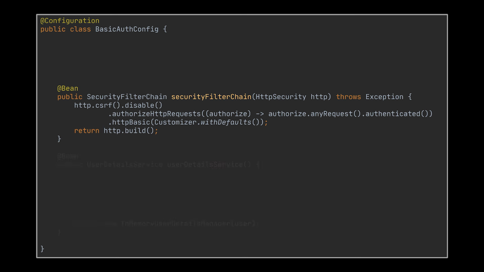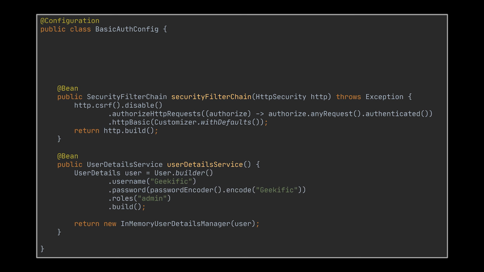The next thing we need to do is create a method that returns a bean implementing the UserDetailsService interface. In our case, we will make use of the InMemoryUserDetailsManager class. This class will allow us to allocate a username and a password for manually created users within this method. Here we created a single user named Geekific and assigned to them an admin role.